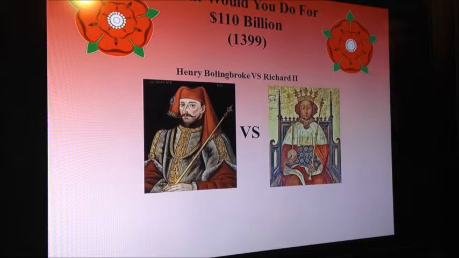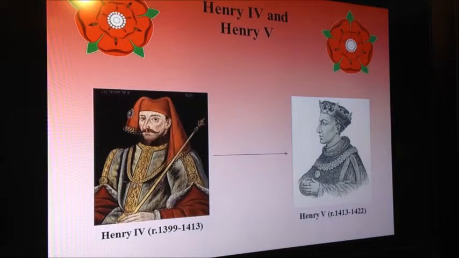So John of Gaunt is dead. Henry Bolingbroke is disinherited, and he decides to come back from exile with an army and overthrows Richard II. Henry Bolingbroke becomes Henry IV, and Richard II dies mysteriously in prison. Now, for time's sake, this is not the official start of the Wars of the Roses. This is the lead up to the Wars of the Roses and why they're taking place.